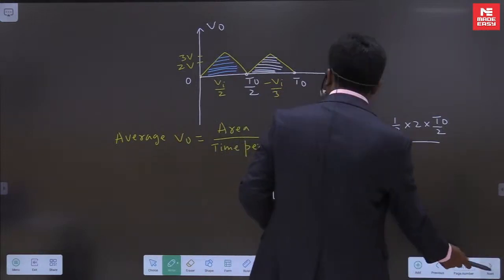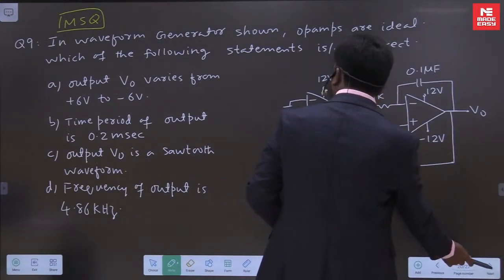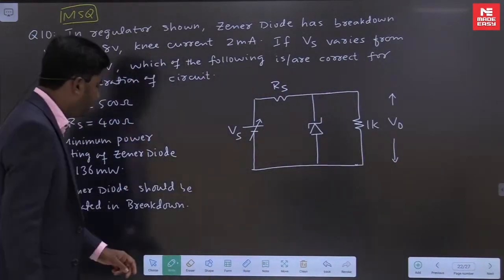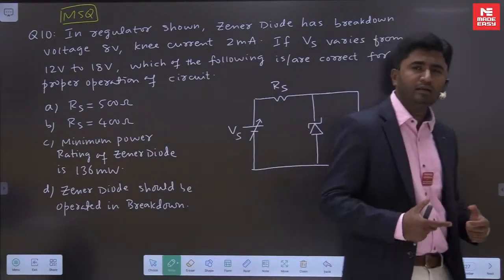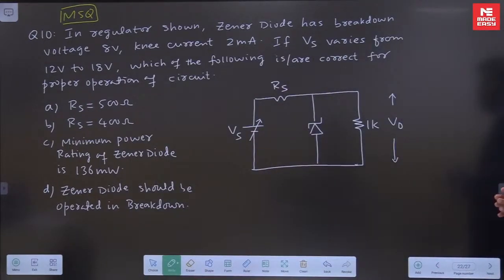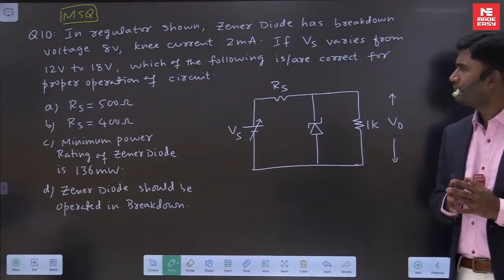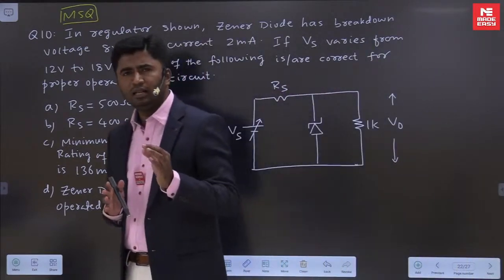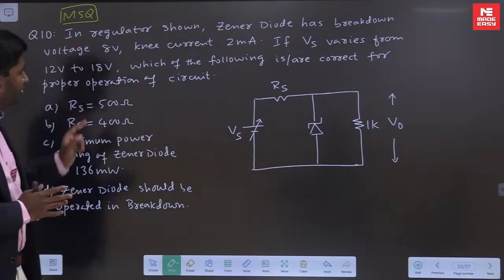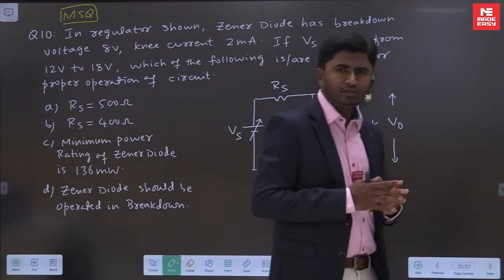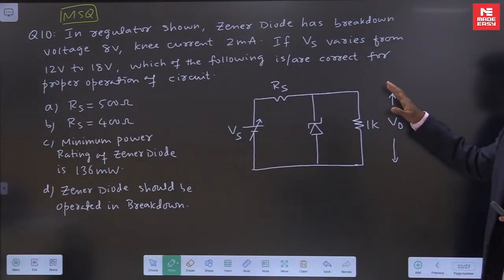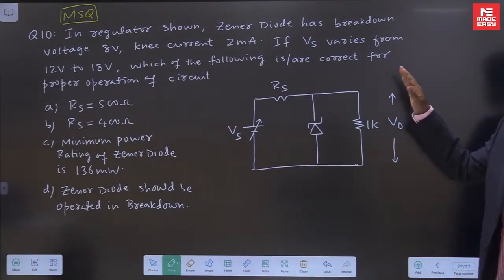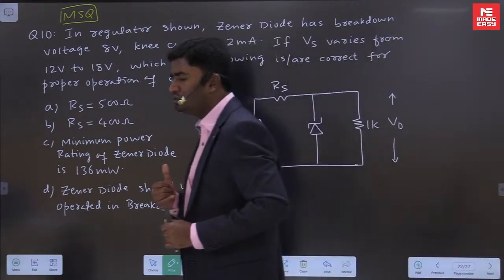Let us now proceed to the next question. This is another important model of question that can appear in the GATE. Please go through it. It's a relatively easy question, based on a Zener diode regulator. It is a multiple select question, MSQ, where more than one option can be correct. So please read the question carefully and try to tell me what could be the correct options here.